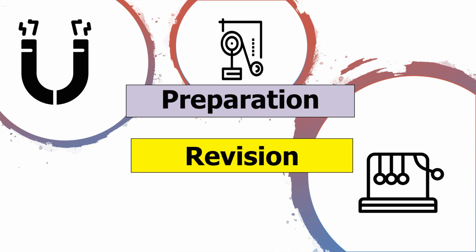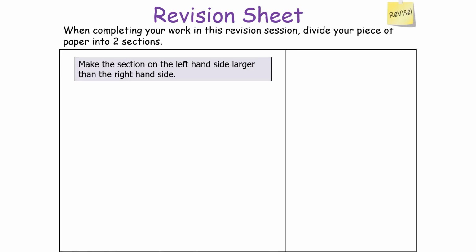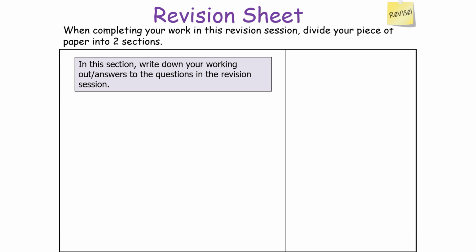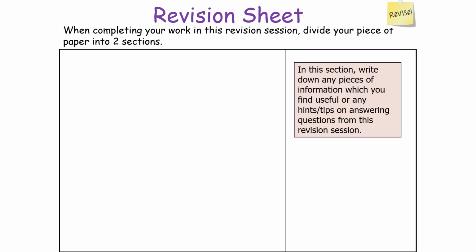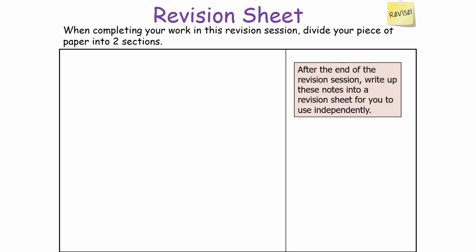So how do you prepare for this revision session? Well, when completing your work in this revision session, divide your piece of paper into 2 sections. Make the section on the left hand side larger than the right hand side, and in this left hand side section, write down your work and answers to the questions in the revision session. When you're doing this, make sure you write the answers in full sentences and show your full working out. Whilst on the right hand side, write down any piece of information which you find useful, any hints and tips on answering questions from this revision session. And at the end of the revision session, write up these notes into a revision sheet for you to use independently.